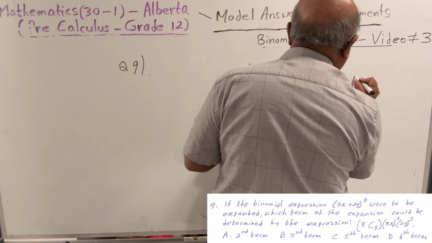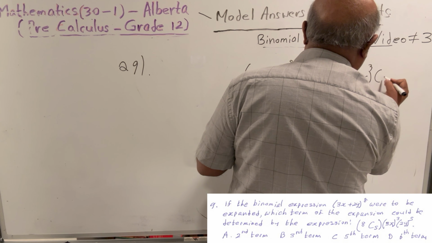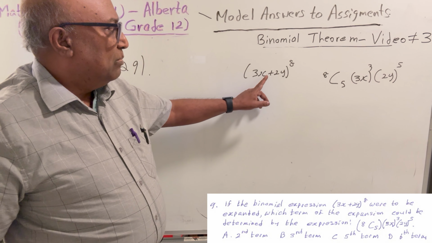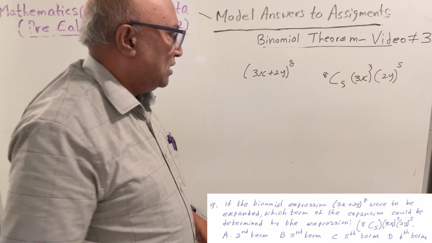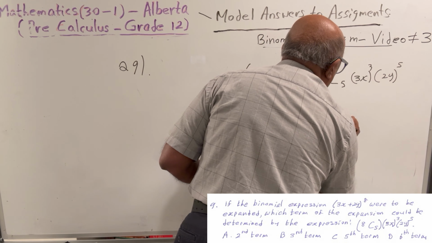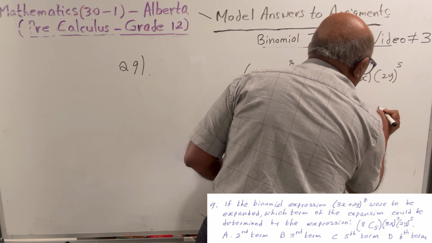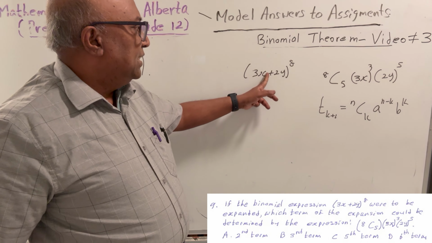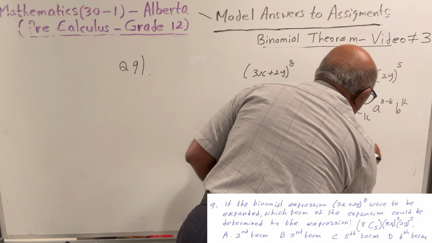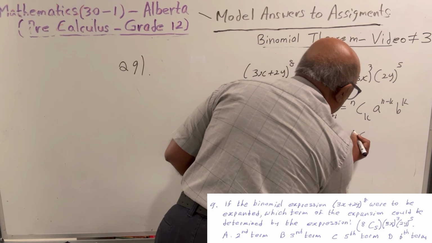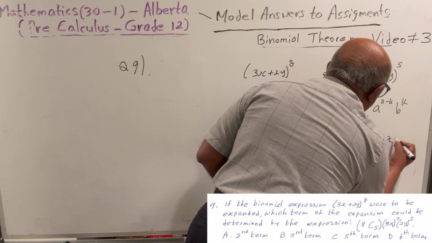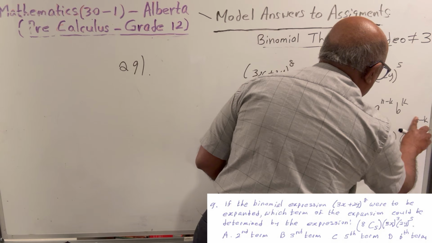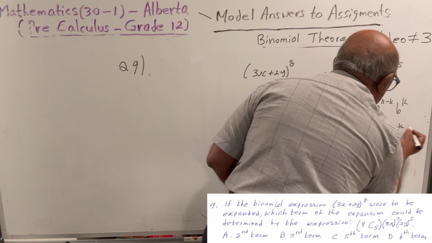8C5 (3x) to the power 3 (2y) to the power 5? However they have applied the binomial theorem, this looks like the (k+1)th term. (k+1)th term, nCk, let's use a and b, a to the power n minus k, b to the power k. a equals 3x, n equals 8, b equals 2y, 8 minus k should be here, this is k.